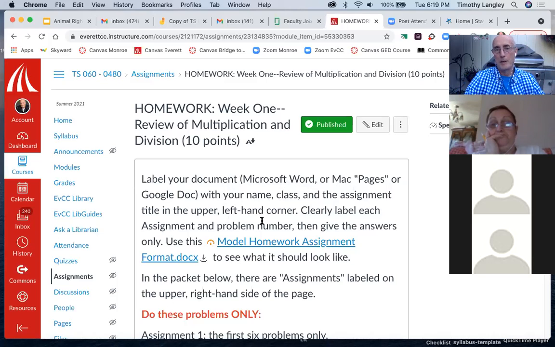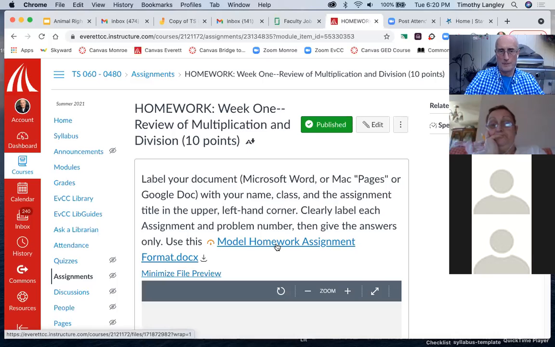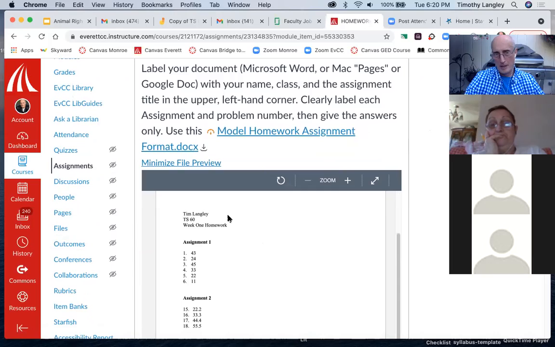Clearly label each assignment and problem number, and then give the answers only. Okay. And what I also included, and I'll click on this just so you can see it here, was a kind of model. See how I headed the paper here, my name at the top, name of the class, week 1 homework, and then I label it really clearly, assignment number 1, because it'll say assignment 1 in your, I'll show you in a moment.